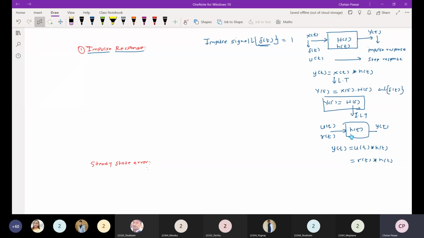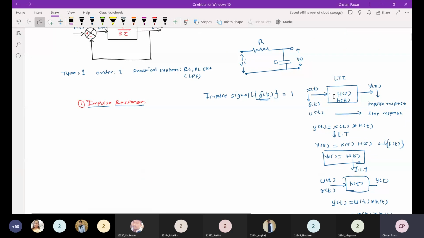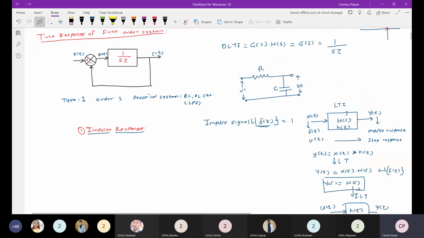So have you understood? When you apply the impulse signal at the input of any LTI system, at the output you get the impulse response of that system. Okay, we generally represent this system. Have you understood? Yes or no? Or should I explain it again? Yes, sir.